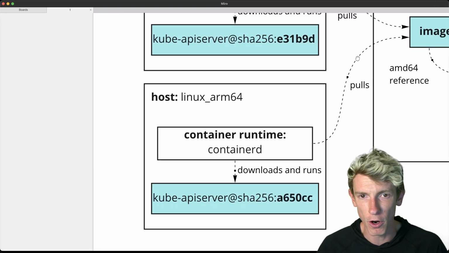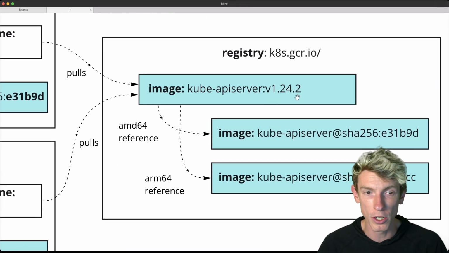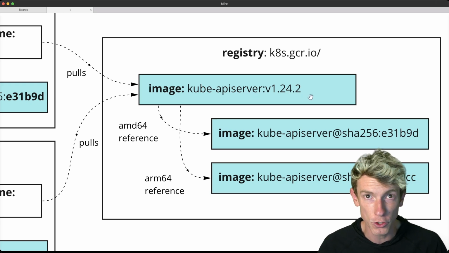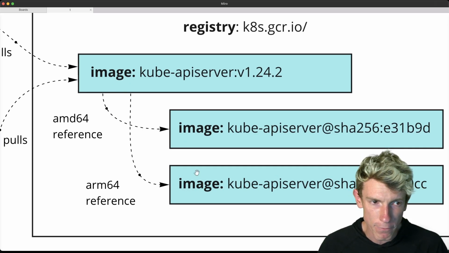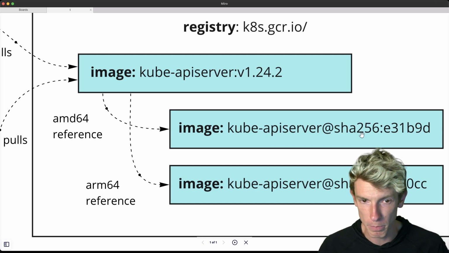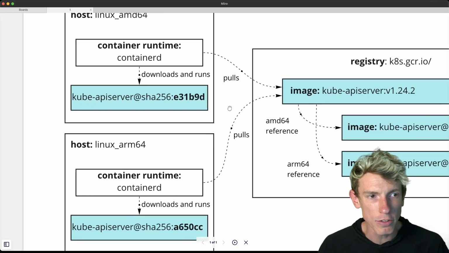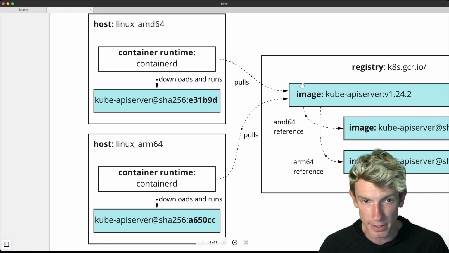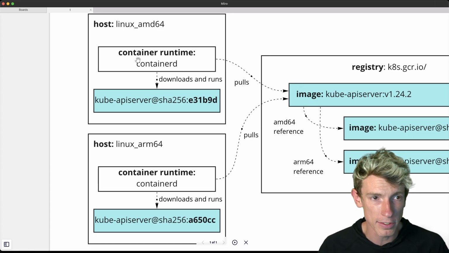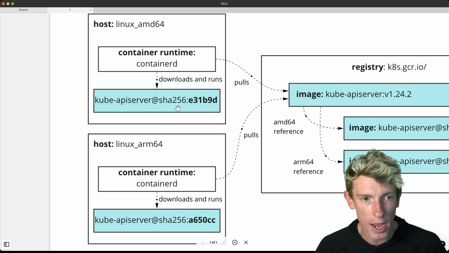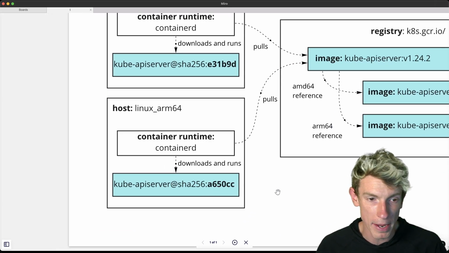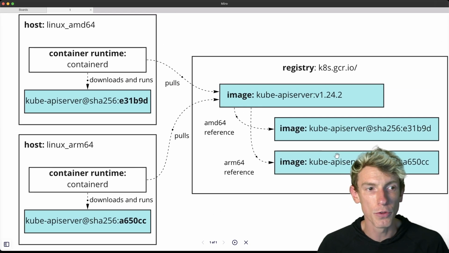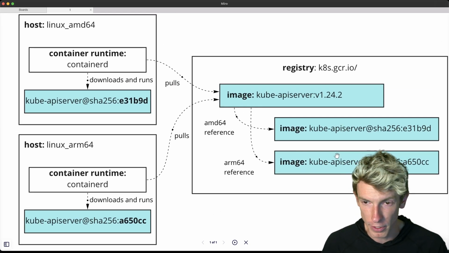Now, what happens with these different architectures is that we want to be able to point to a canonical tag, v1.24.2 in this case. So this tag can then reference different architectures for kube-apiserver. What this means is that when each of these hosts' runtimes, which are pointed at the exact same tag, resolves the tag, it'll be able to say, oh, I'm on an AMD64 host, I'm going to pull down the SHA e31b9d, which is the AMD64 one. And then the same goes for ARM64. So this gives us that flexibility to run different architectures.